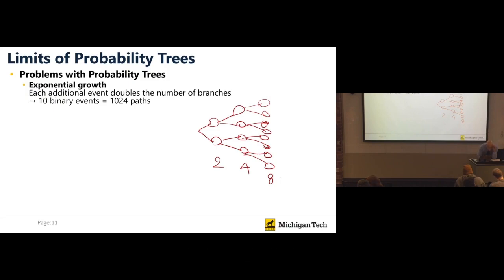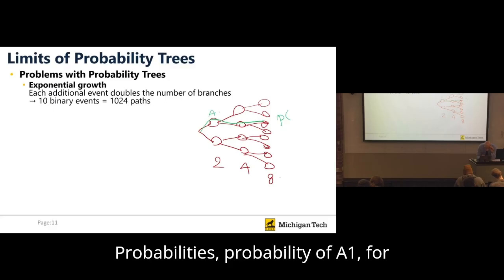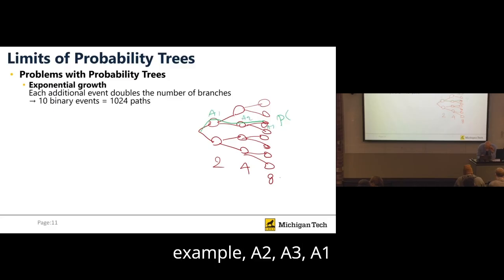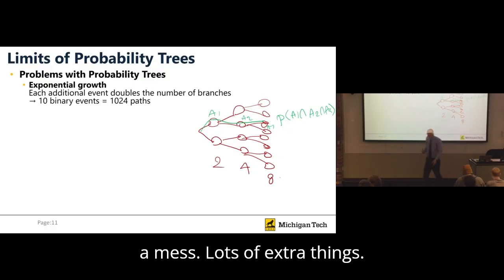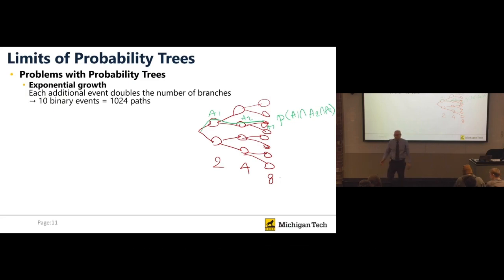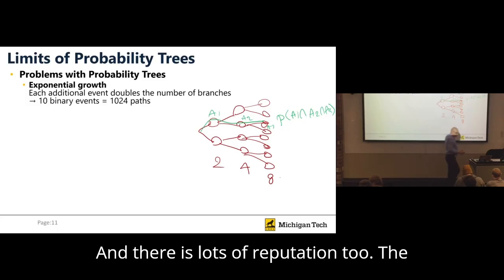Each of these paths is actually one probability. It's probability of A1, for example, A2, A3, A1 or A2, A3. If you have 10 of these, you have 1,024 paths. It's such a mess. Lots of extra things. Somehow we don't need them. And there is lots of repetition too.